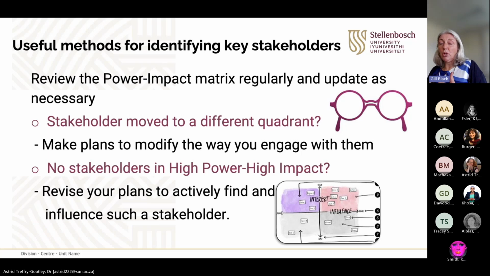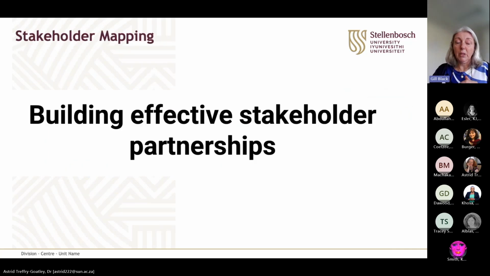So it's just a case of, if you're using this method, making sure that you are regularly reviewing it and updating it. And that means that you'll then have to change your approach to engagement with that stakeholder, and you're probably going to have to revise your plan. If you don't have anybody in your high power, high impact quadrant, then you have to think again, because then it's very likely that there's a key stakeholder that's missing from your list of stakeholders.